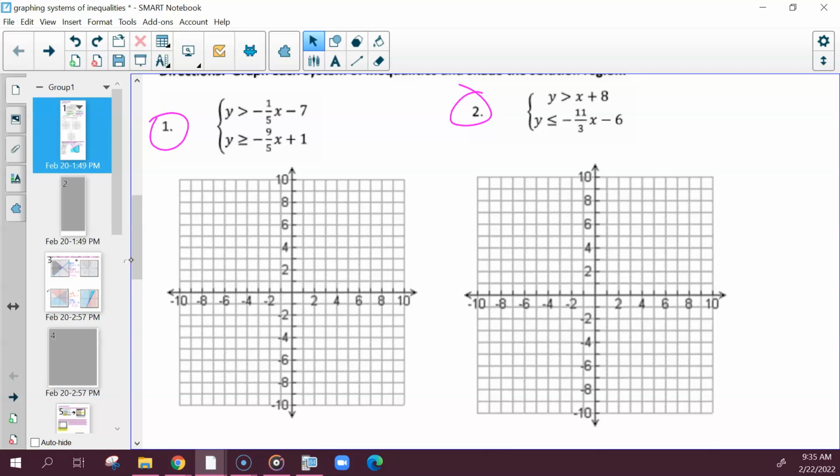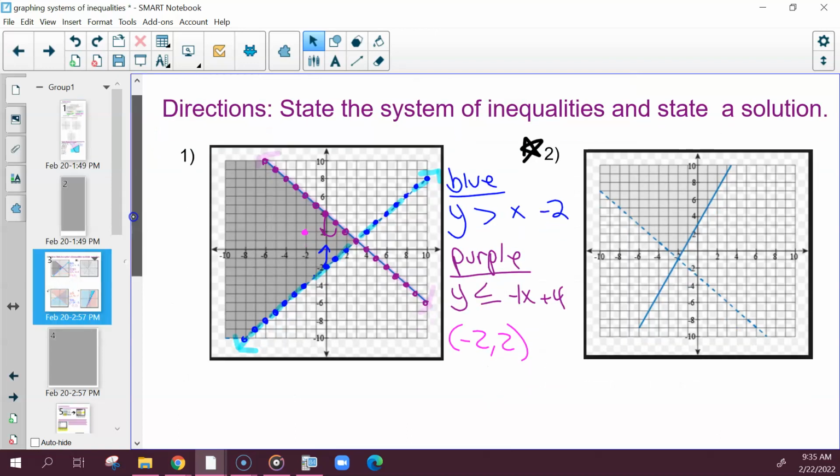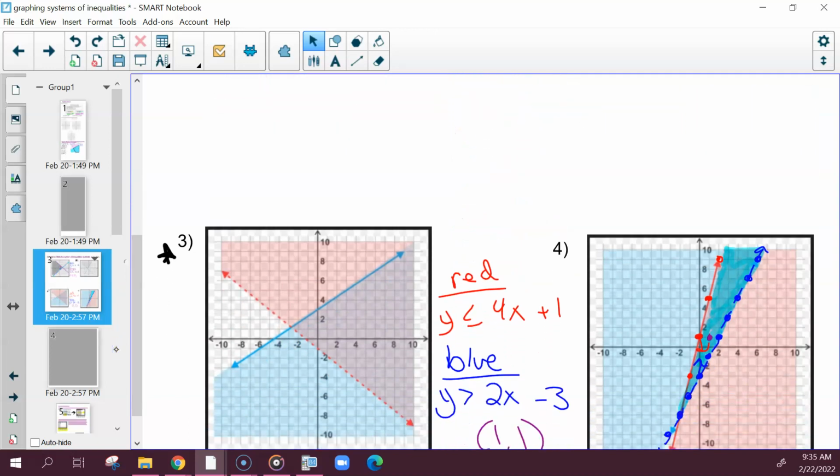So numbers 1 and 2 on the front page. I'll come back to this page in just a second. On the second page, numbers 2 and 3. So 1 and 2 on the first page, 2 and 3 on the second page.